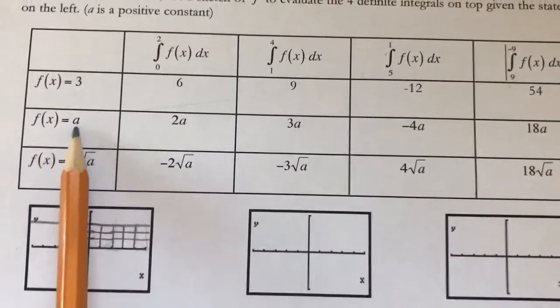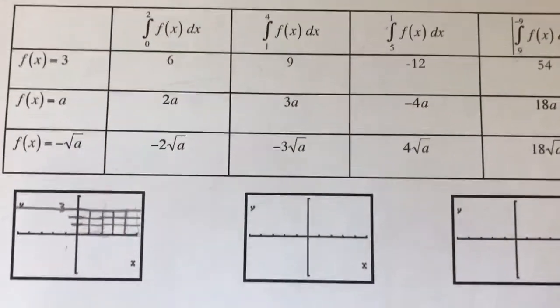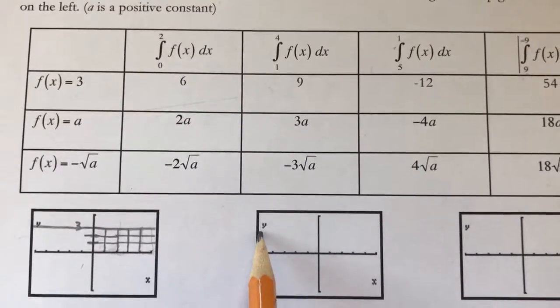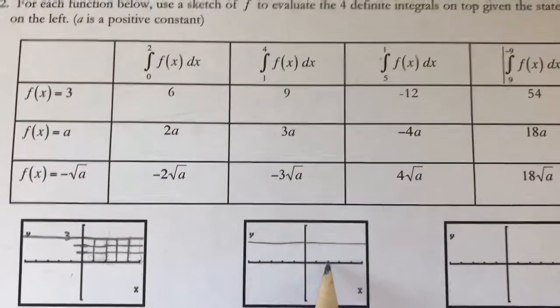For this one, a is a constant. It tells us right here, a is a positive constant. So since a is a constant, we don't necessarily know how high it is. We just know that it's still a constant function. So it is whatever the base is times the height.